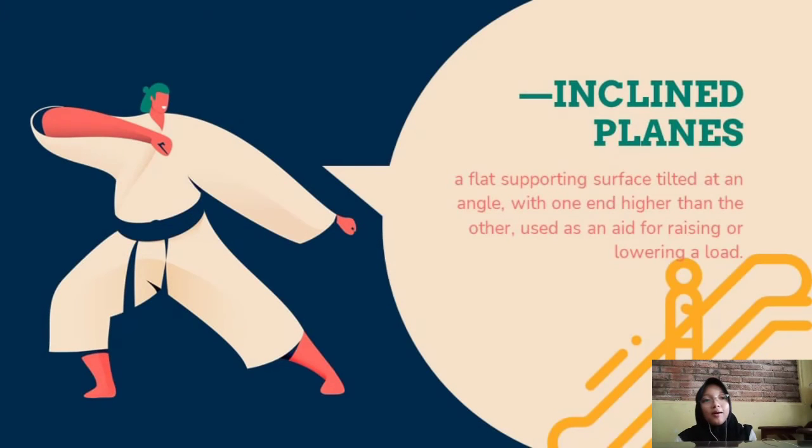The second type of simple machine is the inclined plane. It is a flat supporting surface tilted at an angle, with one end higher than the other, used as an aid for raising or lowering a load. Inclined planes consist of ramps, wedges, and screws.